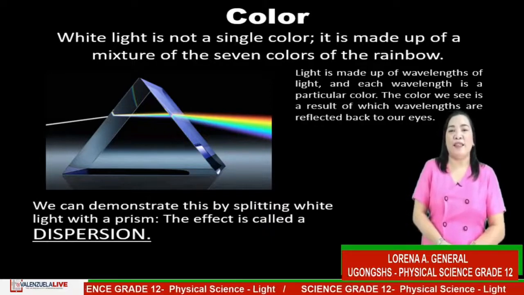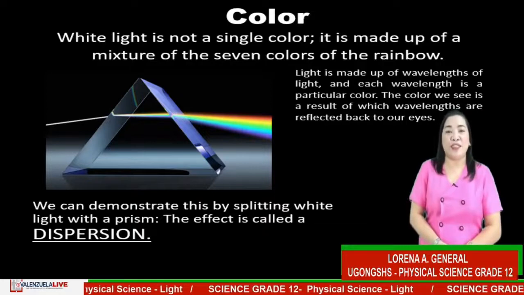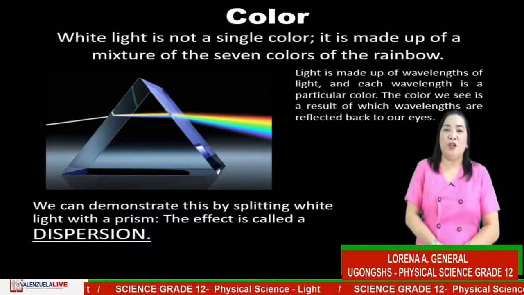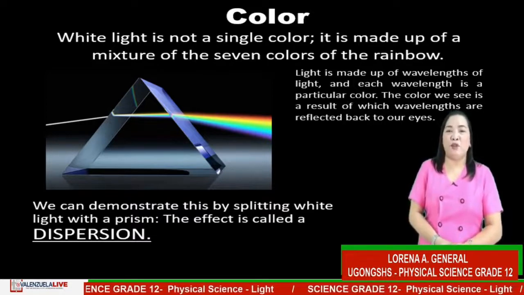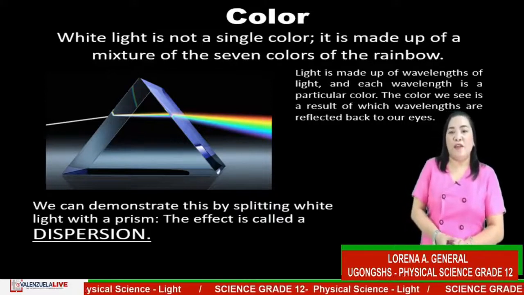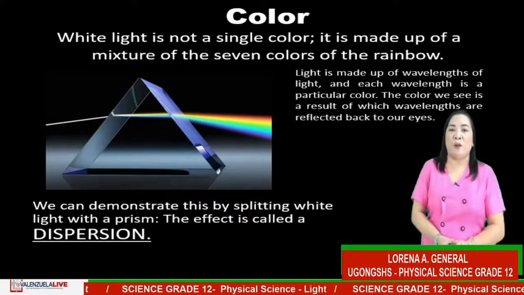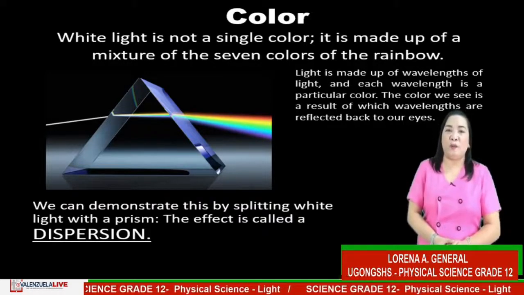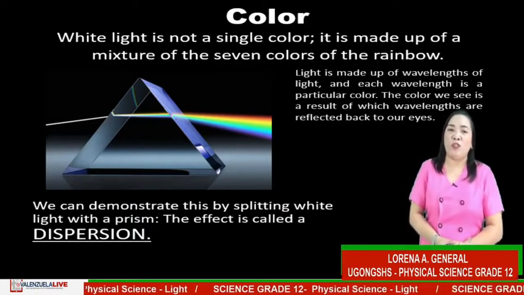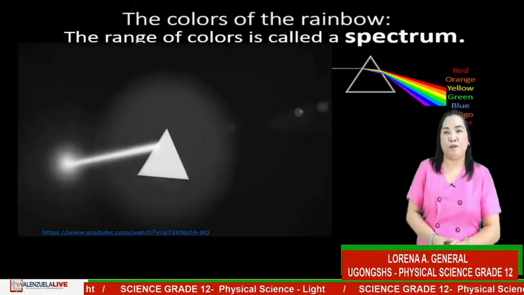So white light is not a single color. It is made up of a mixture of the 7 colors of the rainbow. Why? This experiment demonstrates this by splitting white light with a prism, and that effect is what we call dispersion. Light is made up of wavelengths, and each wavelength is a particular color. The color we see is a result of which wavelengths are reflected back to our eyes.